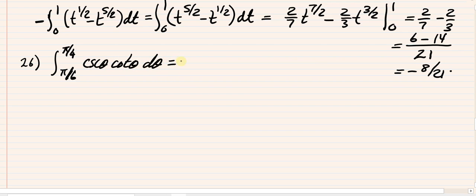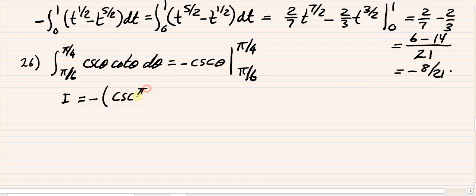Okay, and the whole thing is going to be, remember, the antiderivative of that is going to be negative cosecant theta. We don't have a constant of integration, no more plus c. But with indefinites, we always need c. Keep that in mind, please. That will come up later on, where we have indefinites and we've got to work them. Okay, so upper limit, that's going to be negative of, so I'm looking at cosecant of pi over 4 minus cosecant of pi over 6.